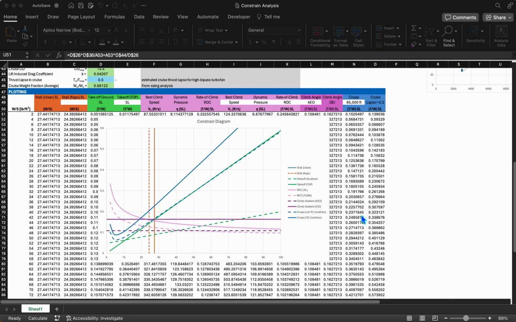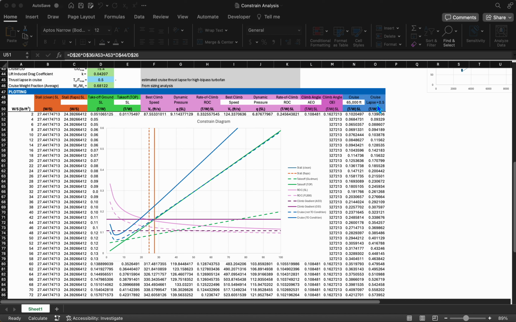All right, if you've made it this far, good for you. We're in the last video now for completing our constraint analysis for our preliminary conceptual design for our aircraft. So we've done stall, takeoff, climb, with two different ways of calculating climb, whether that's the rate of climb or the climb angle. And we looked at cruise.